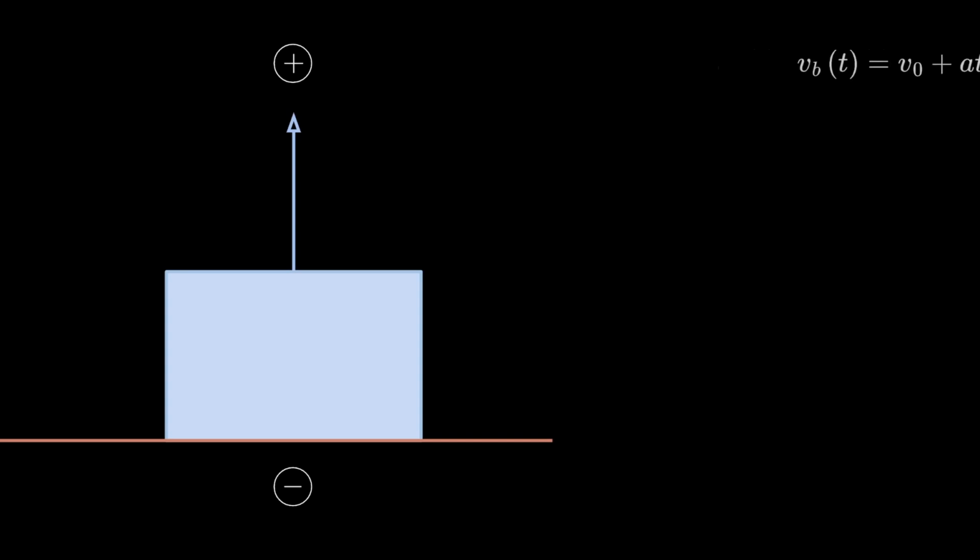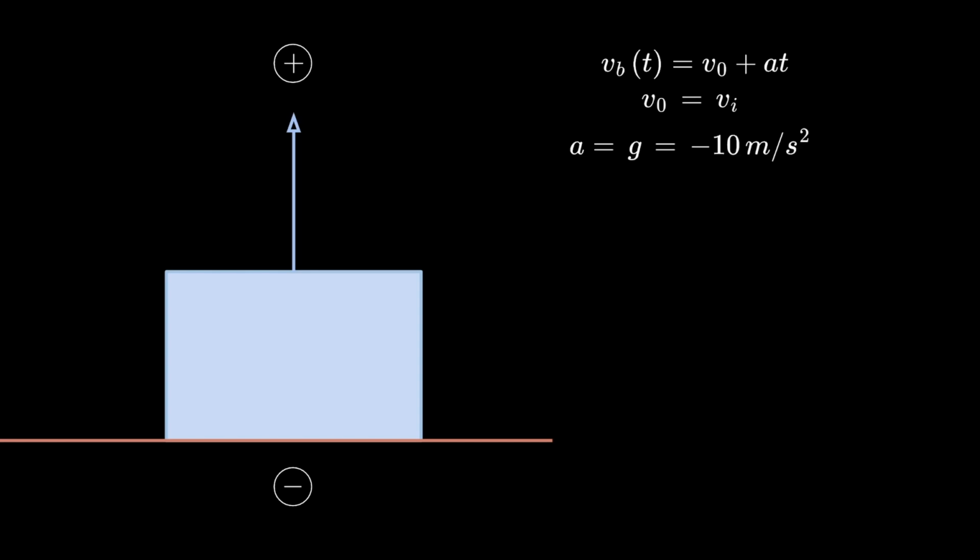If we take a look at our blue block instead, we can use this exact same original kinematics equation, but we're going to do it for the blue block. This velocity, vb, is going to be v0 plus at. We know v0, it's going to be vi. It's this value we're solving for, so it shows up a lot. And then a is obviously going to be g again, which is negative 10 meters per second squared.